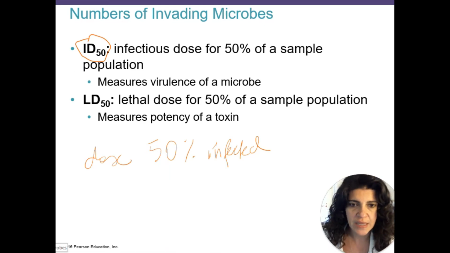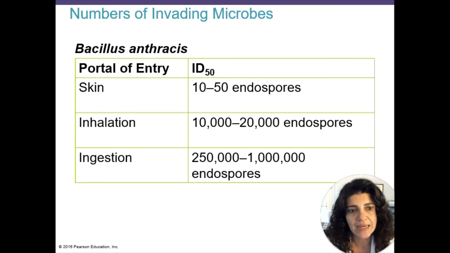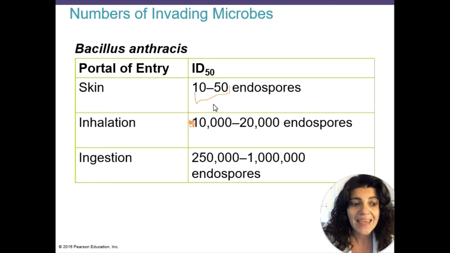So I'm gonna give you an example. Bacillus anthracis can infect the skin with only, remember they form endospores, only 10 to 50 endospores. If they're inhaled, a lot more need to be inhaled in order for Bacillus anthracis to cause respiratory anthrax. Okay? Ingestion, 250,000 to 1 million endospores.